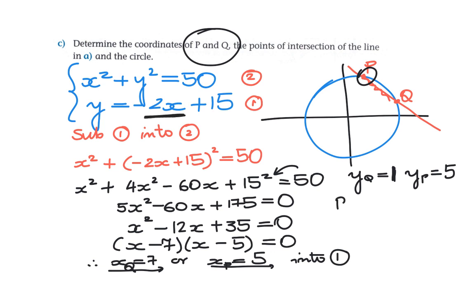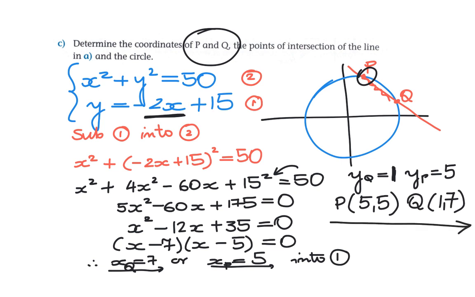If we want to, we can just state nicely the coordinates of P, which are 5 and 5, and the coordinates of Q, which are then 7 and 1. And the first application of the basic equation of a circle with centre 0, 0, it's done. Let's look at one more application.